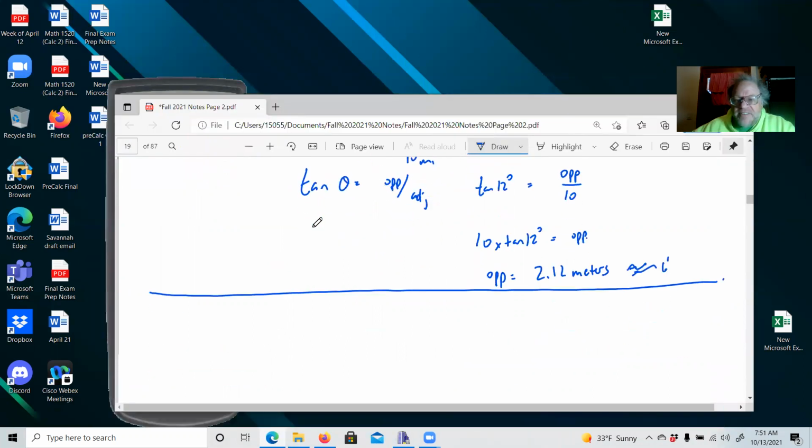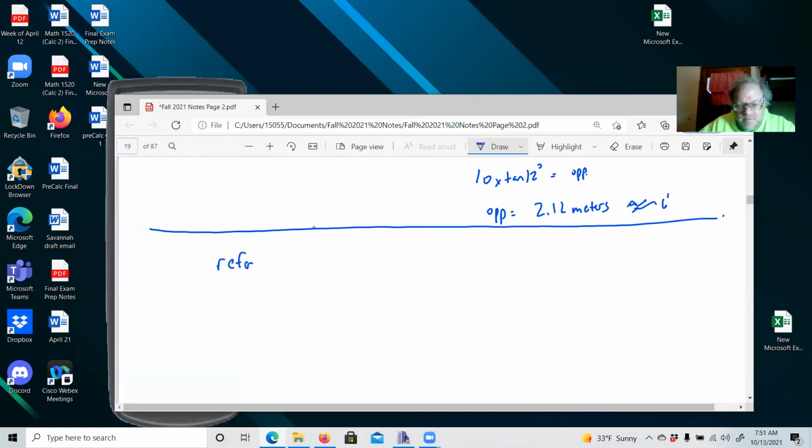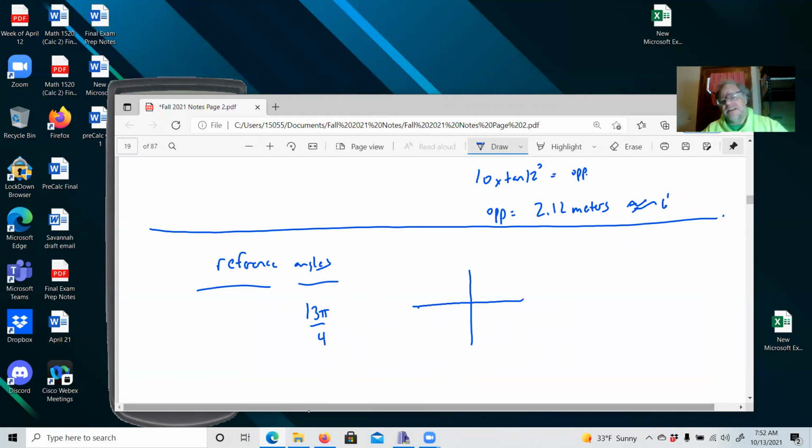All right, the last thing to do is reference angles. These gave me a lot of trouble when I was taking trig. If you're having trouble with this, you're in the same boat that I was in until I learned how to tell time. Pick any value you'd like. Why don't we pick 13 pi over 4? I want to know, what is the secant of 13 pi over 4? We got to count.